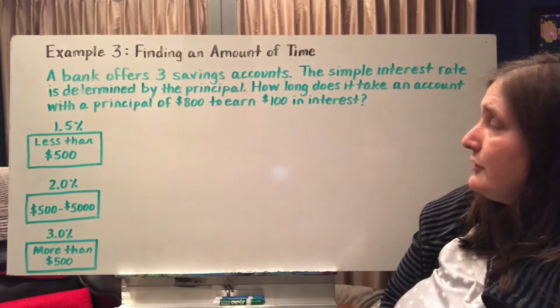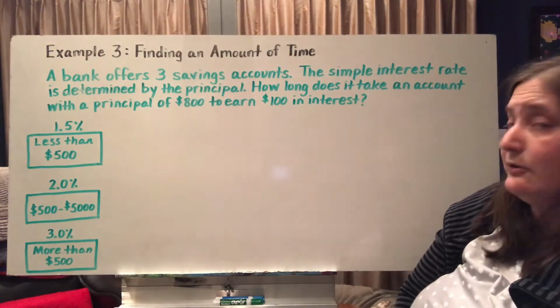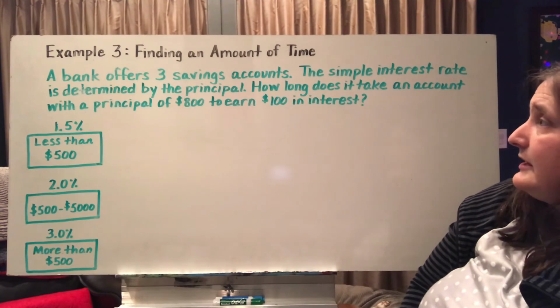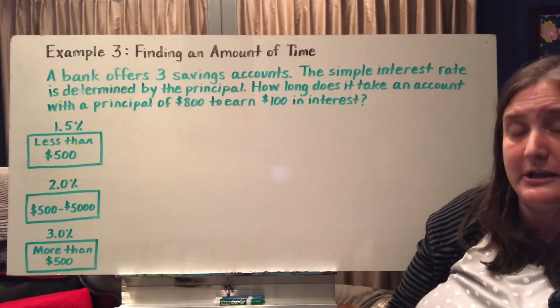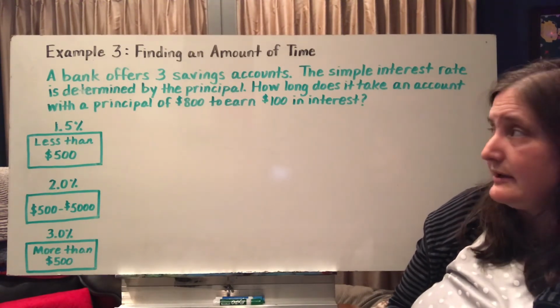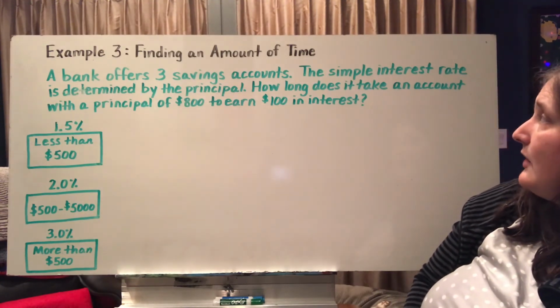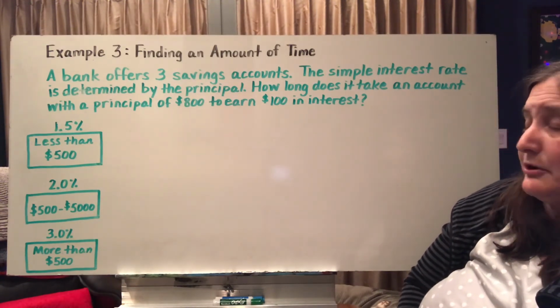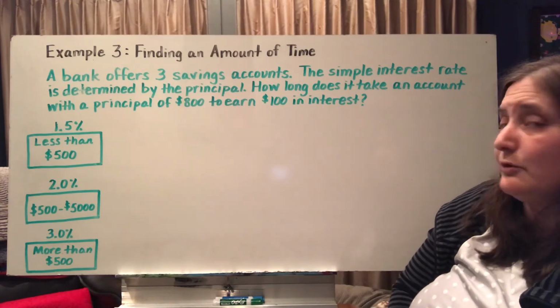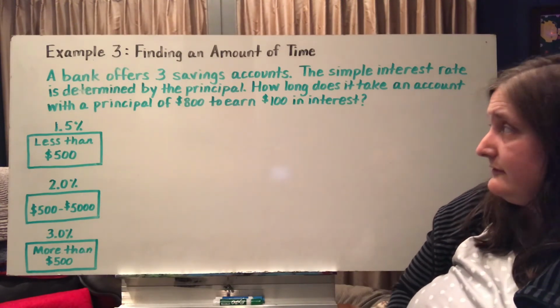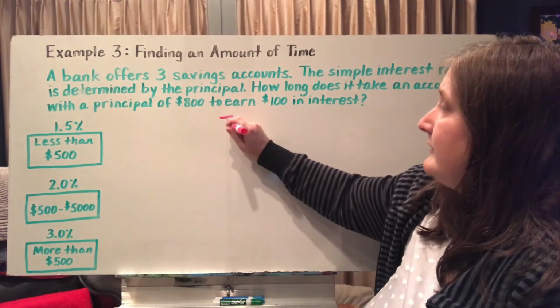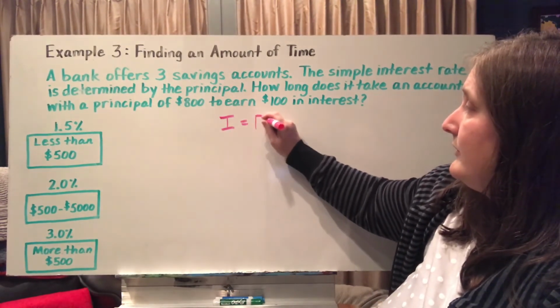So a bank is offering 3 different types of savings account, and the simple interest rate is determined by how much money you put in. So the more money you put into the account, the higher the interest rate they're going to give you. And we want to know, how long does it take an account with a principal of $800 to earn $100 in interest? So once again, here's our formula.